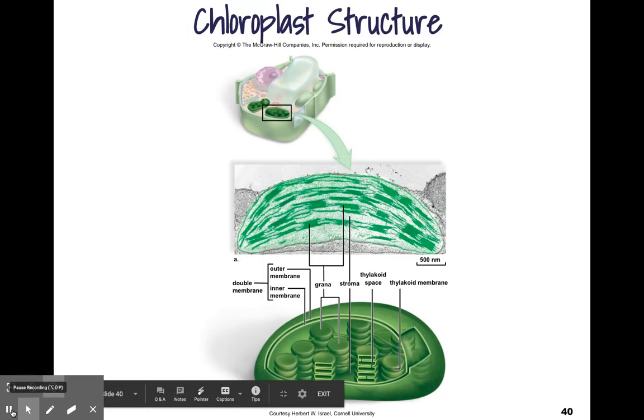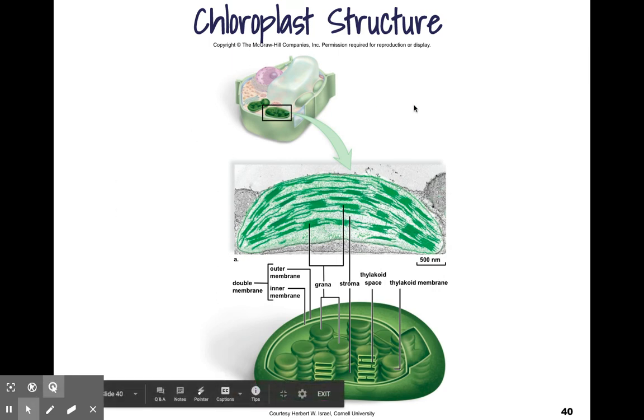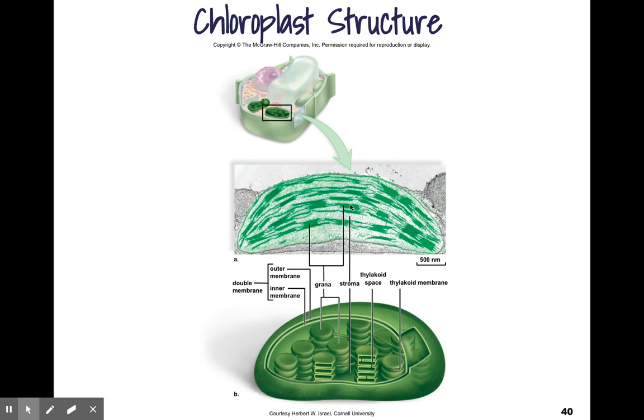So here's what the structure looks like up close. If I were to slice the chloroplast in half, this is what it looks like. This here is the grana and our thylakoids. The stroma is the fluid inside of the chloroplast. And it has an outer and an inner membrane.